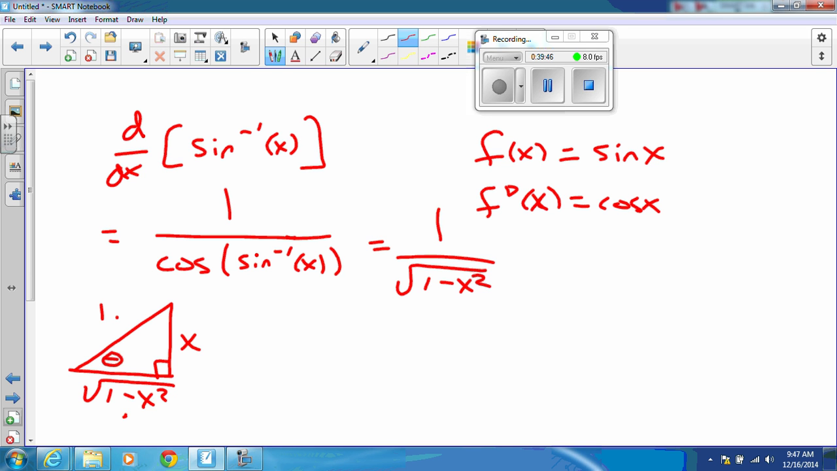And there you go. You should also be able to do this with implicit differentiation and the Pythagorean identity.